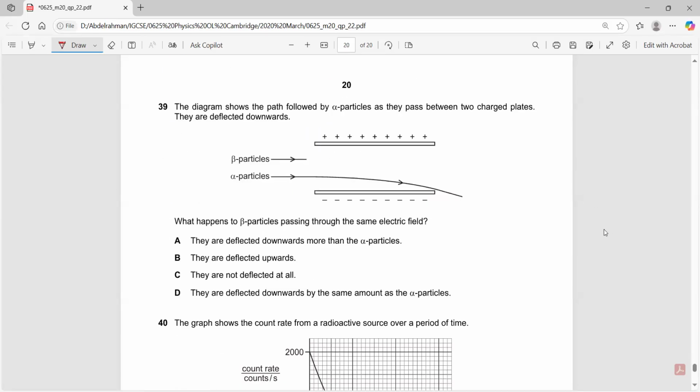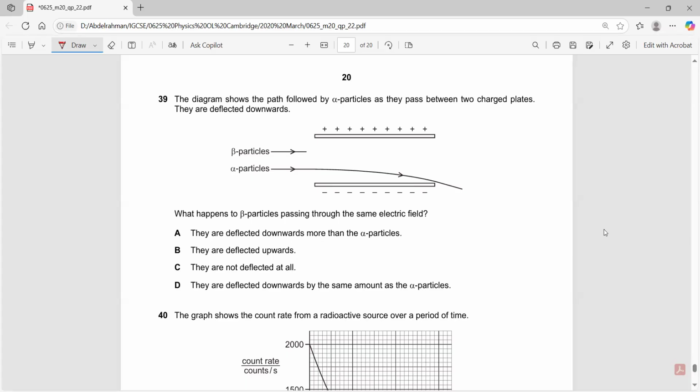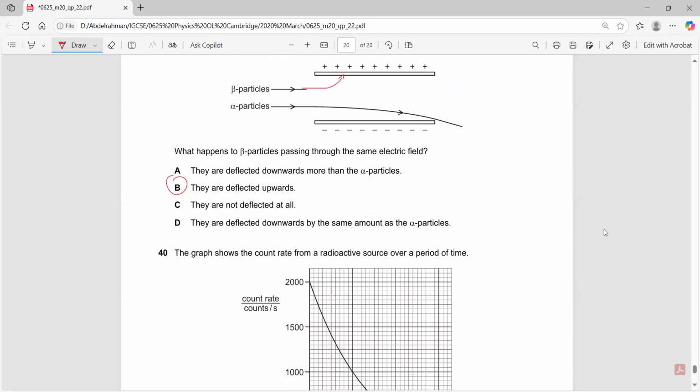39. A diagram shows the path followed by alpha particles. What happens when beta particles pass through the same electric field? So alpha particles are moving downwards, beta particles will move upwards. That's easy. It's not that hard at all.